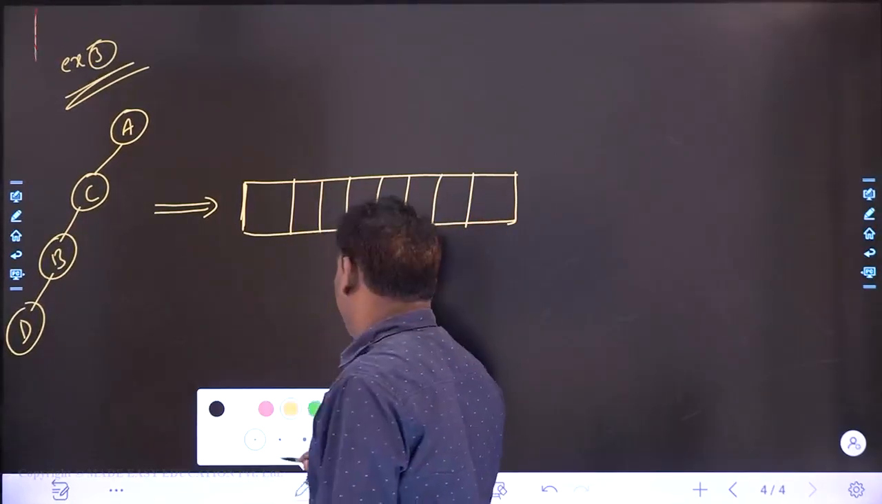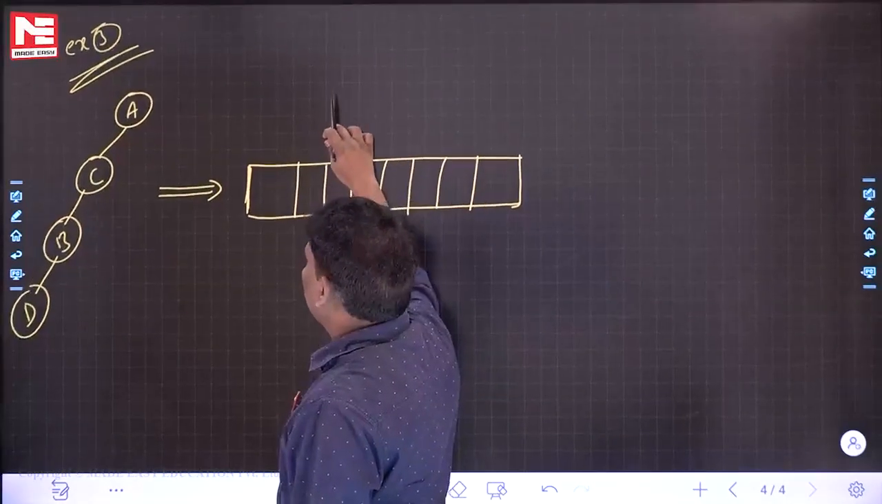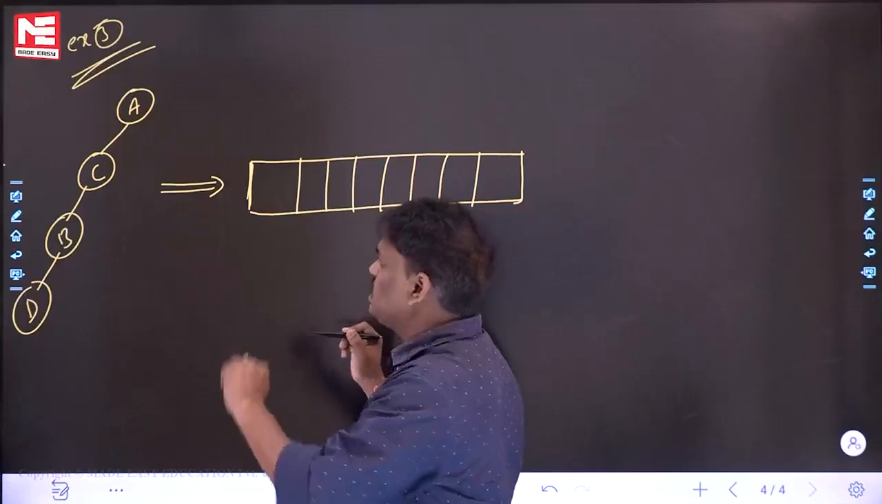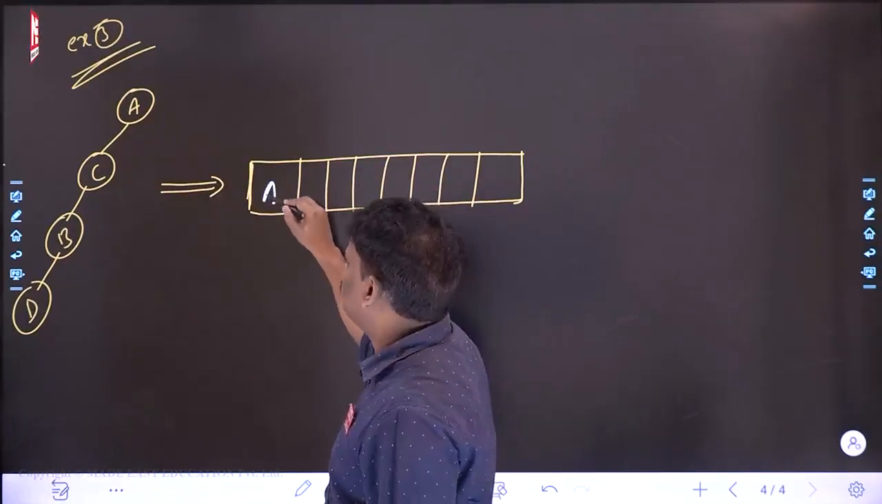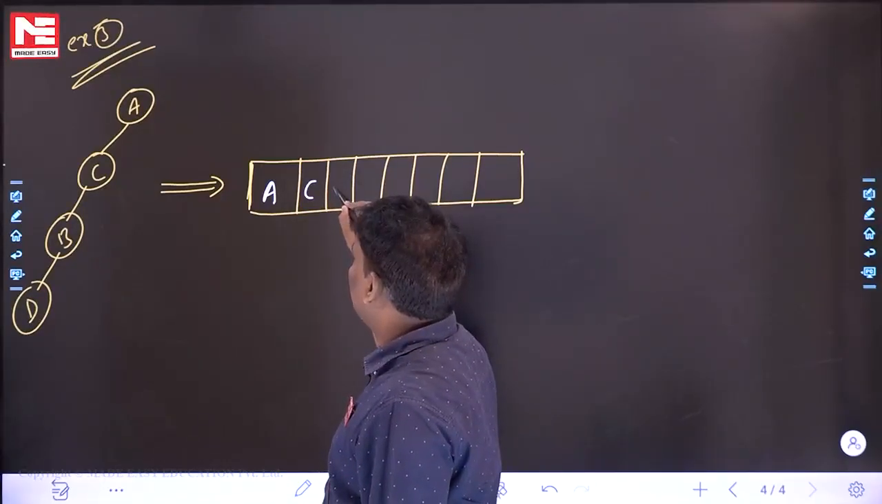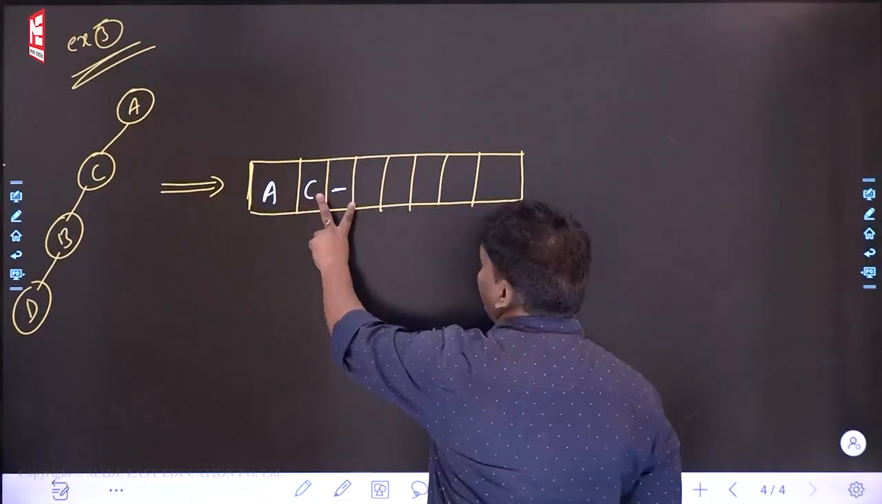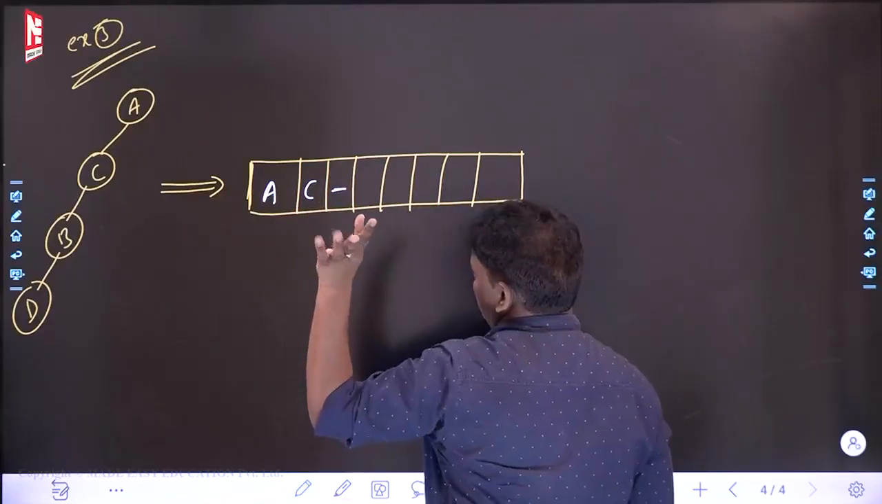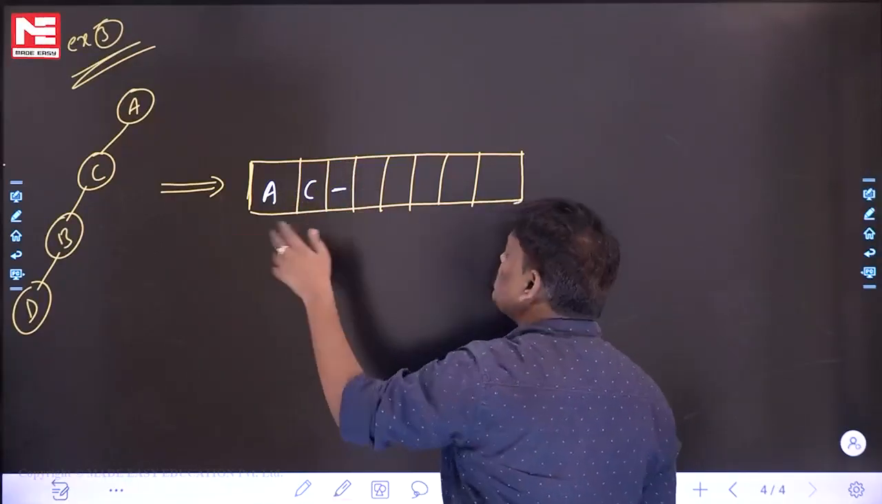Let me start writing. What is the first one? A. Everyone knows this one. It's very simple, just listen now. A first, followed by their two children. Who are those? C and not there, means gap. Everyone should have 2. If you don't write 2, that formula doesn't work. If there, write the 2. If not there, keep 2 gaps. If 1 is there, keep 1 only.